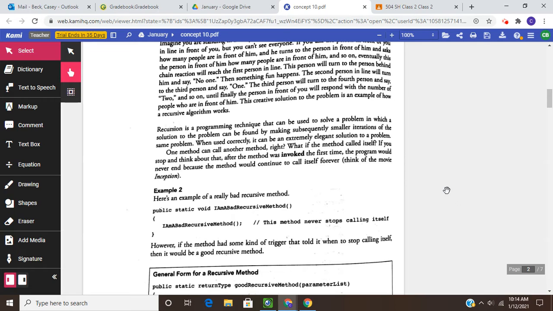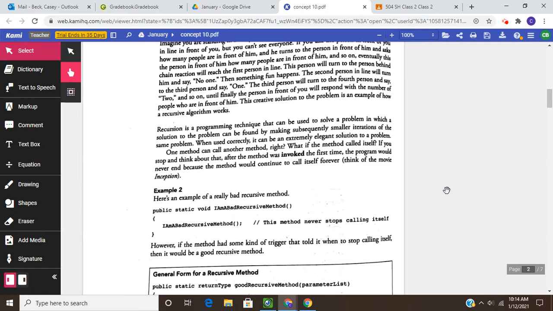One method can call another method, right? What if the method called itself? If you stop and think about that, after the method was invoked the first time, the program would never end because the method would continue to call itself forever. Think of the movie Inception.